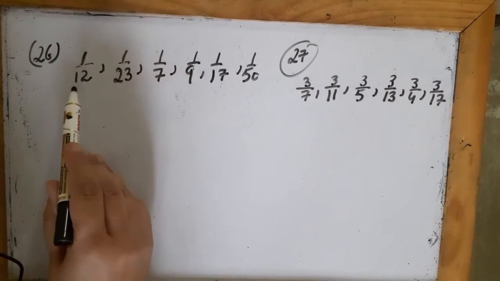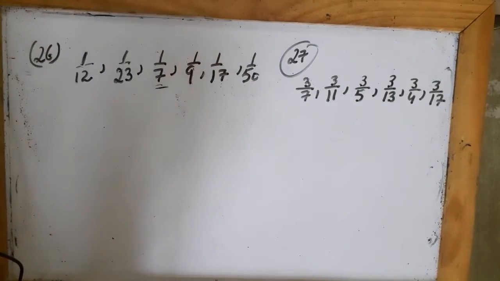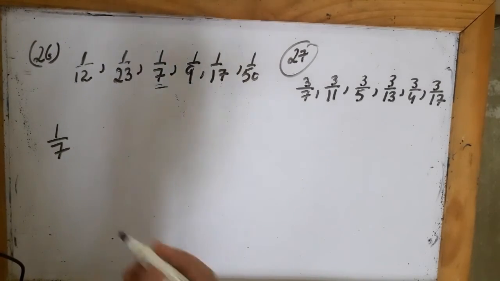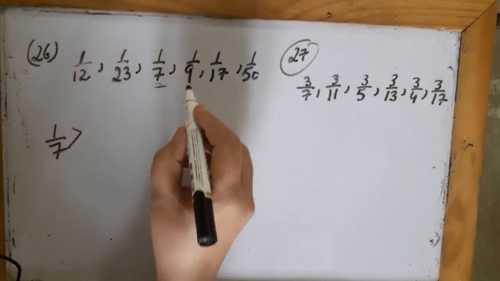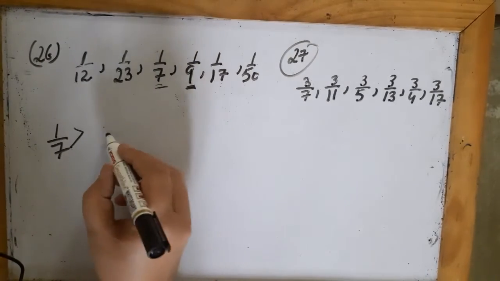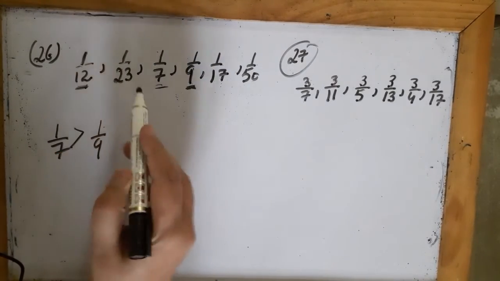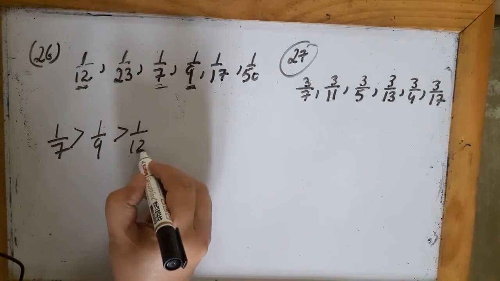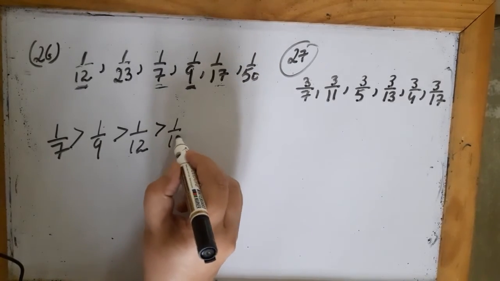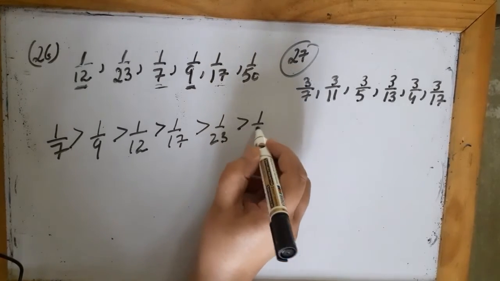So in this, the smallest denominator is 7. So it means this is the biggest fraction, the largest fraction. After 7, the next bigger number is 9. So 1 by 9 will come next. Then after 9 is 12, so that will make the bigger fraction. Then 17, so 1 by 17. And then 1 by 23, and then 1 by 50.